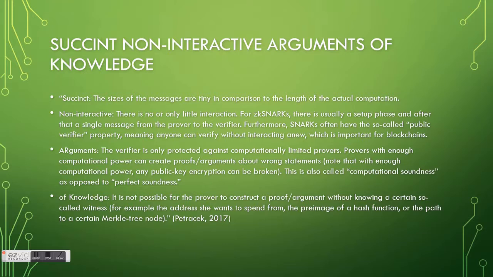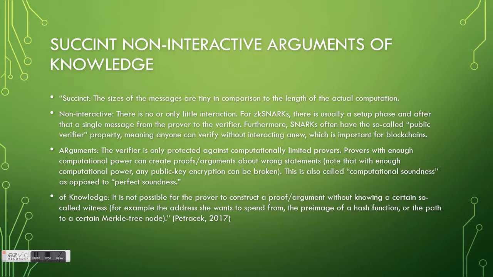Argument means the verifier is only protected against computationally limited provers. Provers with enough computational power can create proofs or arguments about wrong statements. Note that with enough computational power, any public key encryption can be broken. This is also called computational soundness, as opposed to perfect soundness.